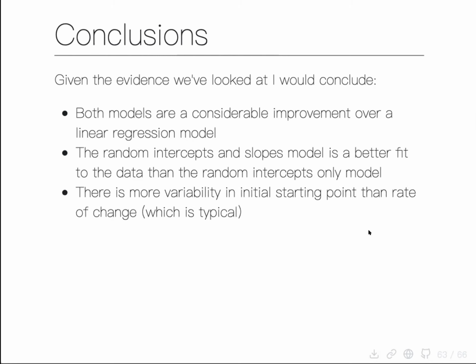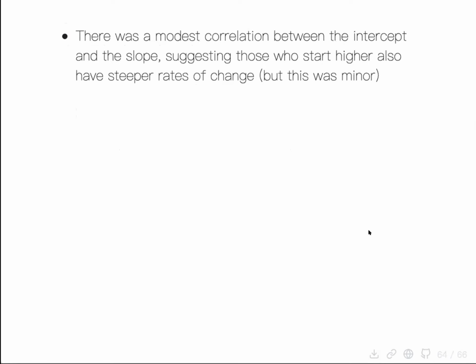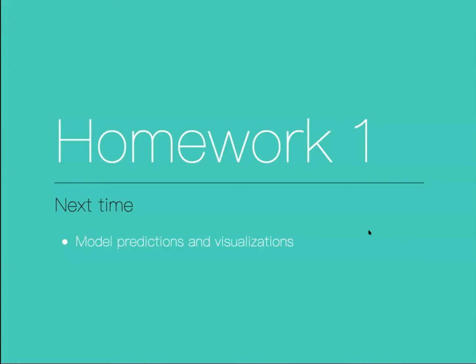There's more variability in initial starting point than there is in rate of change, but that's typical, right? So where students start, there's usually a lot of variation there. The rate at which they grow, there's also variation, but it's usually less than the initial starting point variation. Modest correlation between the intercept and slope, suggesting those who start higher also have steeper rates of change, but it was small, okay? So that's it for today.